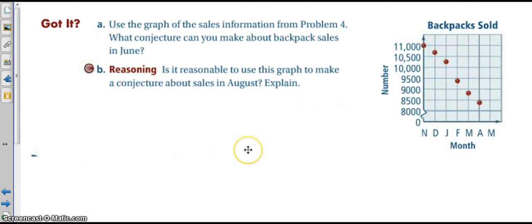So the part 4 Got It relates to the problem, so please make sure you've worked through the problem in Pearson. To look at the conjecture of backpack sales in June, we want to look at our graph and see we have January, February, March, April, May, so June would be out here somewhere. And what we see is that we have a trend line of decreasing sales, and if I look at how that's decreasing, it's approximately 500 less each month. So we could say that June will be approximately 500 less than May, and May would be approximately 8,000. So for June, we could say it'll be about 7,500.